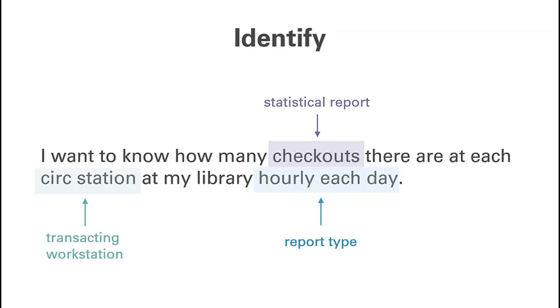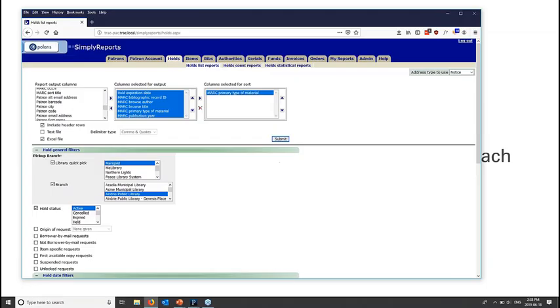So I need to know the name of the workstation, which is in Polaris. Workstation is the staff computer, the name of the staff computer. And then hourly each day, that's an hour, that's a day of the week. That's the report type we're going to be looking at. So here we go. Let's go to SimplyReports and do that.